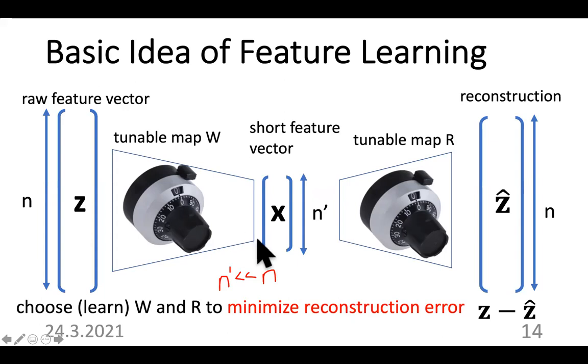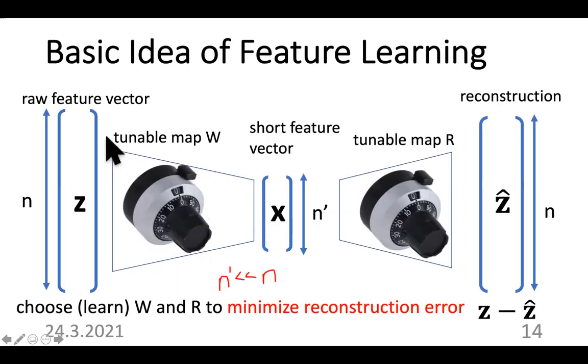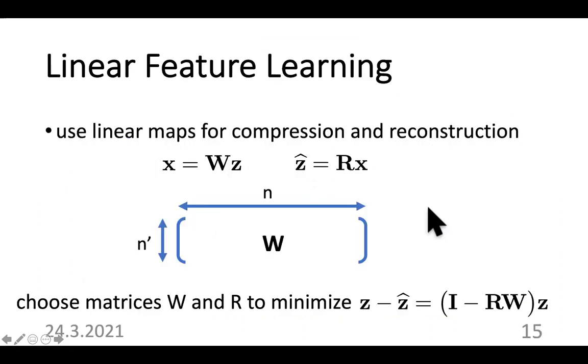Okay, so you already know some tunable maps. So let's look at the example, linear feature learning. So in linear feature learning, we use linear maps for the compression. So we use a linear map to transform, or to map, the raw feature vector into a short feature vector. And we also use a linear map for the reconstruction.